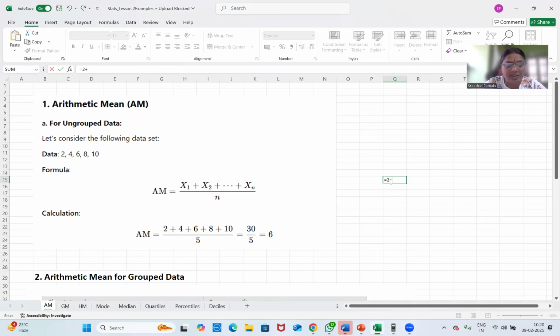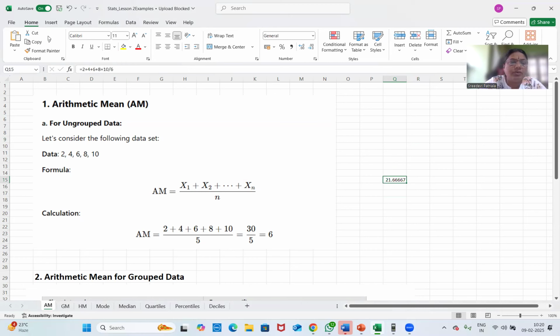The calculation is simple. You are given a calculator in your examinations, or everywhere in statistics, so you can use the calculator everywhere. 2 plus 4 plus 6 plus 8 plus 10. It comes to 30, and the number of values is 1, 2, 3, 4, 5. So divided by n, 30 by 5 is 6. This is the value of your arithmetic mean.